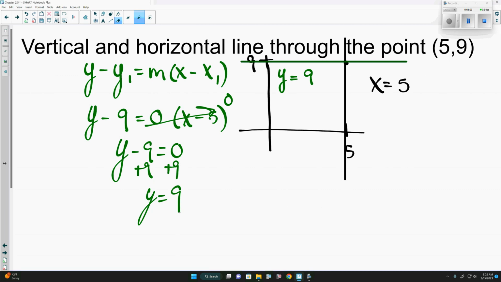Now, vertical, all this falls apart because the slope is what? Undefined. We don't have a value. There is no value we can plug in for it because it's going straight up and down. So using this for undefined slope doesn't work because it is undefined by definition. But we can do it with horizontal and show mathematically that y equals 9.